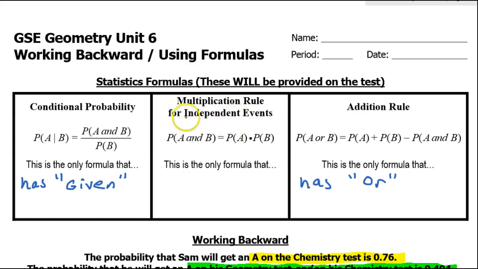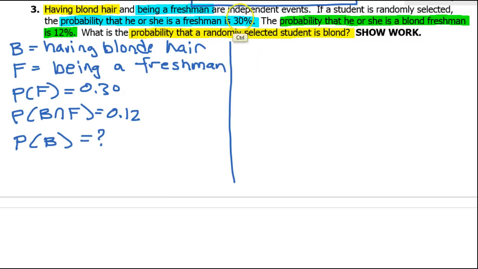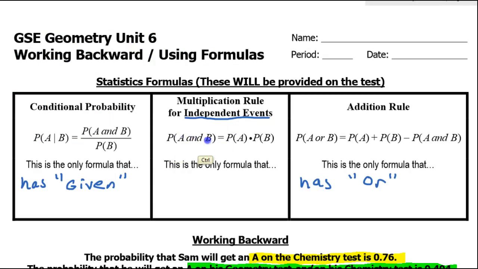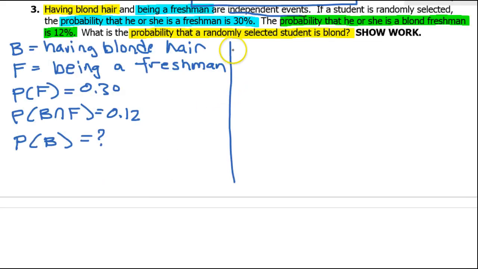It even mentioned that the events were independent events. All right, in the directions it said, hey, look guys, these are independent events. That's another clue that it'll be the middle equation. So the probability of A and B is the probability of A times the probability of B. So let's translate that into blonde and freshman. The probability of being blonde and being a freshman should equal the probability of being blonde times the probability of being a freshman.